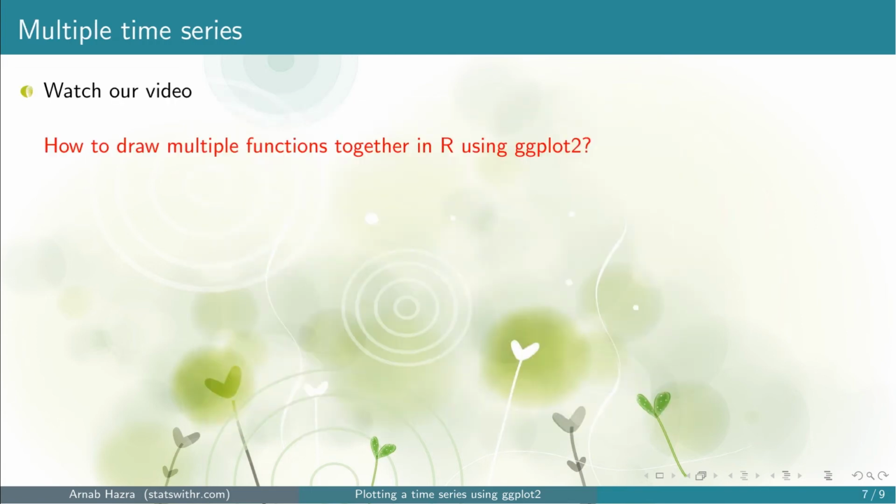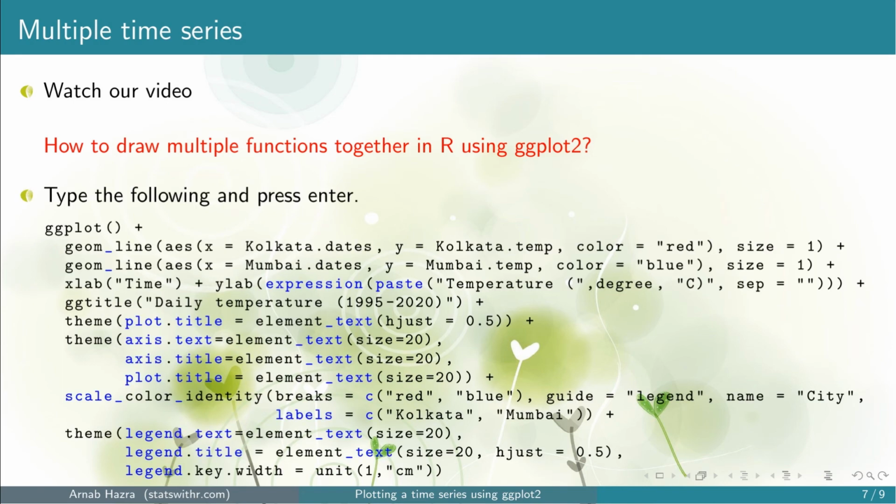Next, we show plotting the time series for Kolkata and Mumbai jointly. For this, we follow the same codes we described in the video how to draw multiple functions together in R using ggplot2. And so I would suggest watching that video at this point. Next, type the following code in the console window. Let's go through the code step by step.